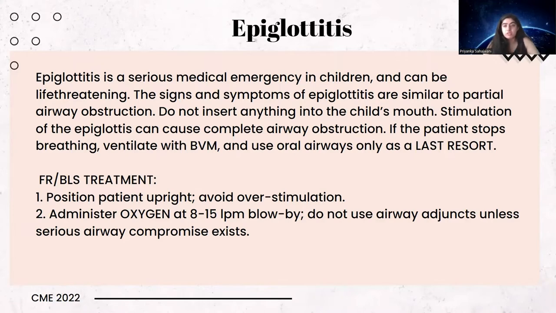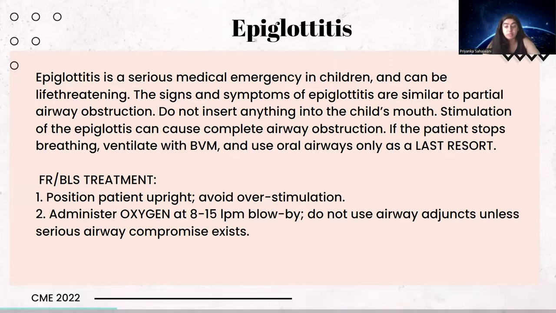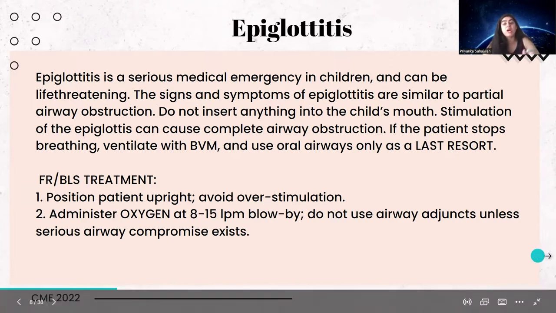If the patient stops breathing, ventilate with the mask and use an oral airway always as a last resort. So your basic life support will be: position the patient upright, avoid overstimulation, and administer high flow oxygen at 8 to 15 LPM blow by. Do not use airway adjuncts unless you're completely sure that there is a complete collapse of the airway, and that is our last resort.